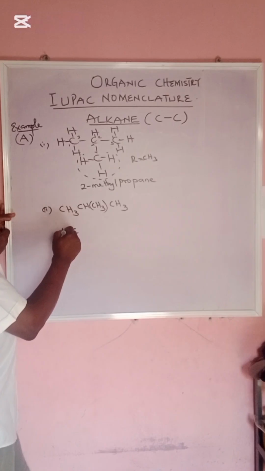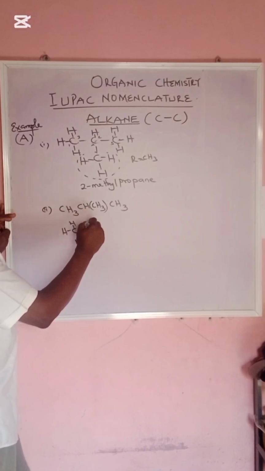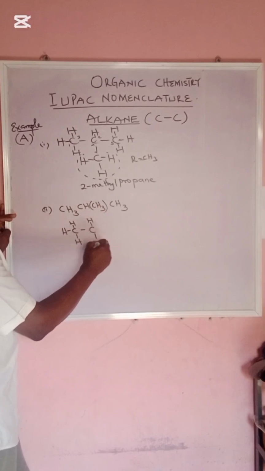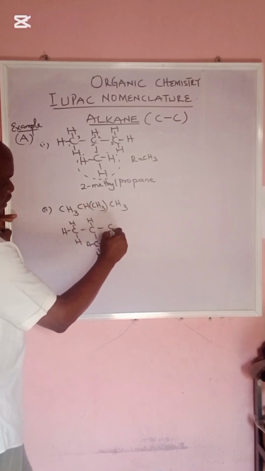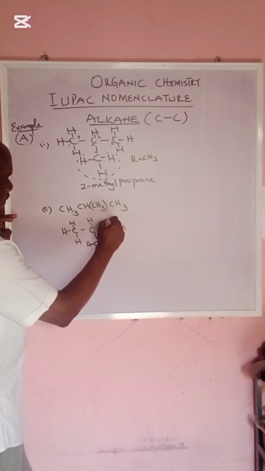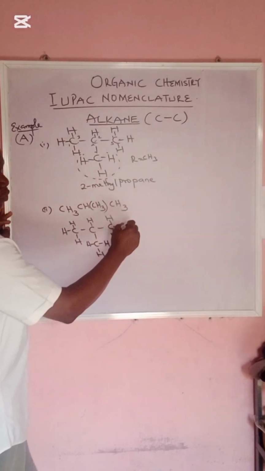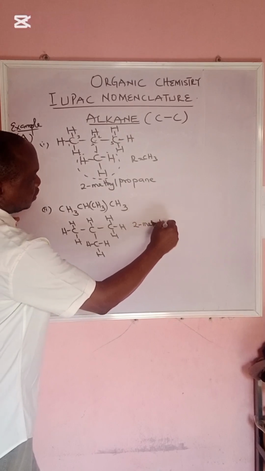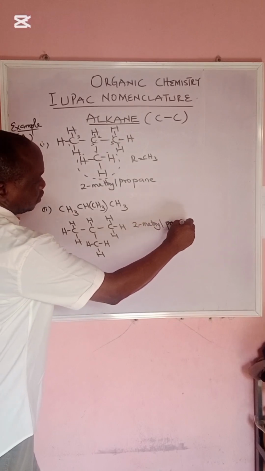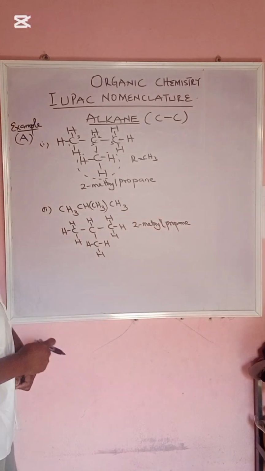So I will start with H, C, H. They say methyl attached. That's the meaning. CH, CH3, then this one containing CH3. You can see, still remain. You should be able to name it as 2-methylpropane. 2-methylpropane. Take note of that.